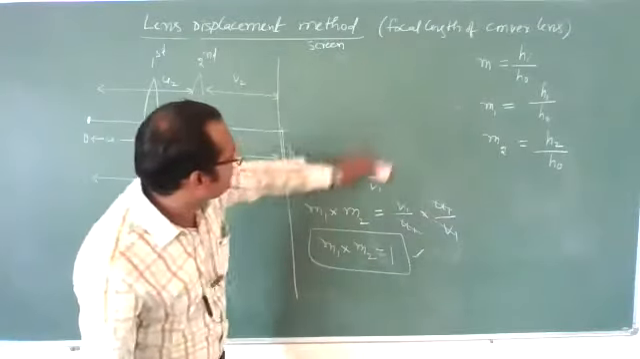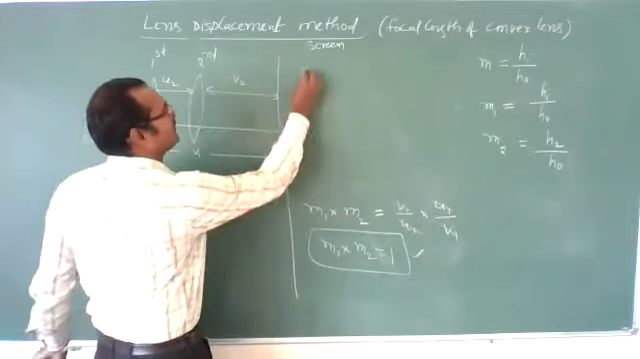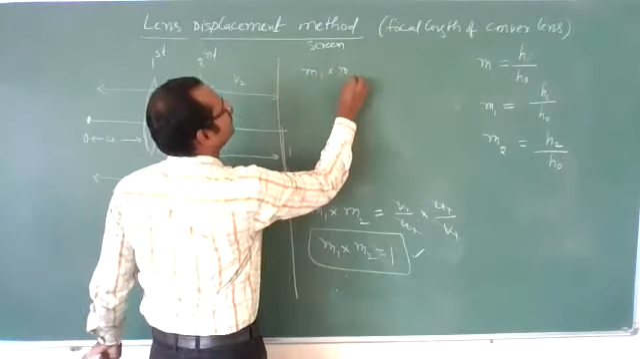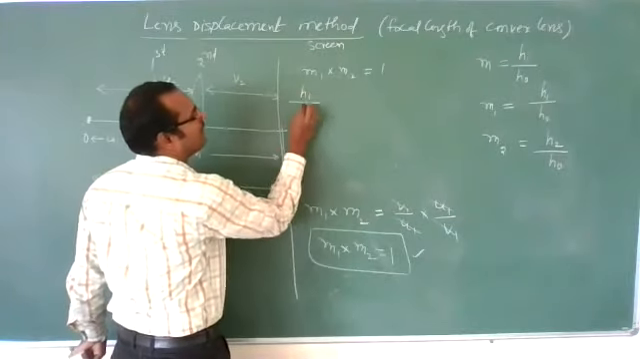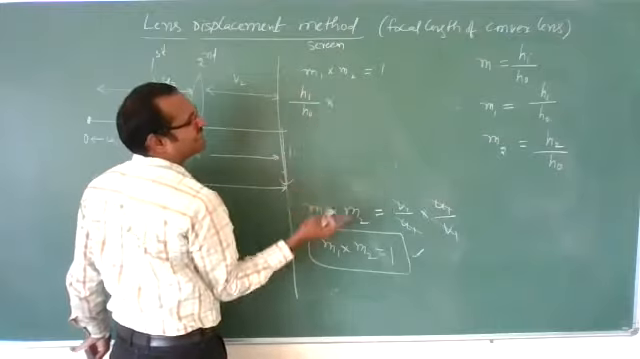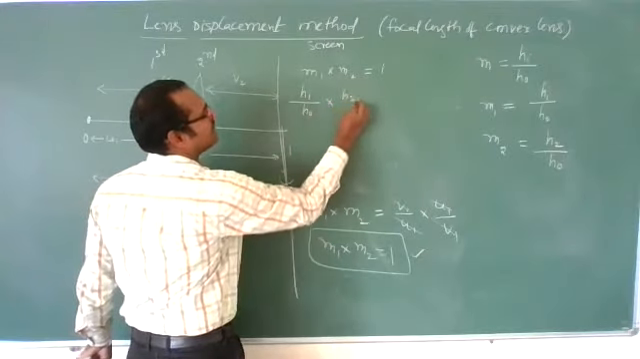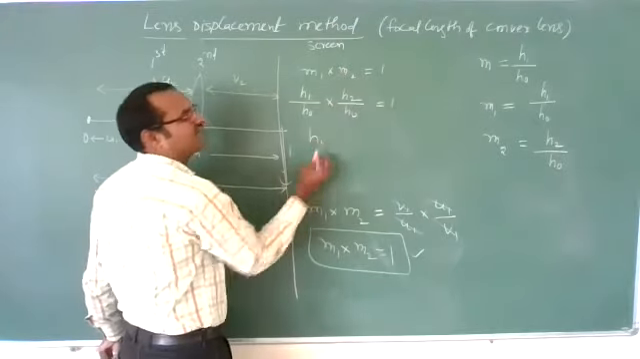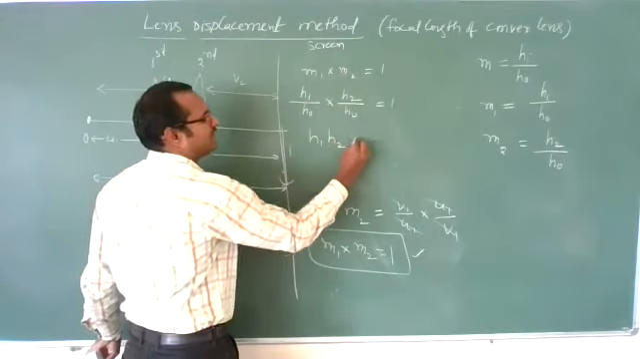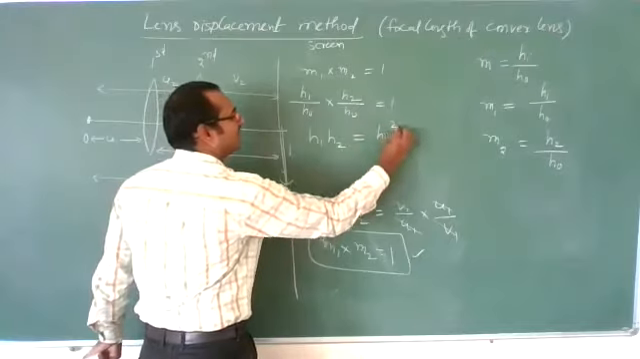Now keep this in mind, what you are going to get: M1 into M2 should be equal to 1. What is M1? Height of the first image upon height of the object. Into what is M2? Height of the second image by height of the object. Should be equal to 1. Means height of the first image into height of the second image should be equal to height of the object square.